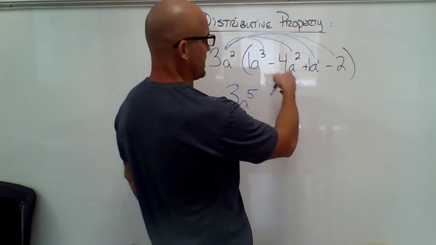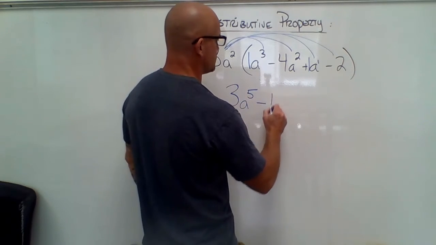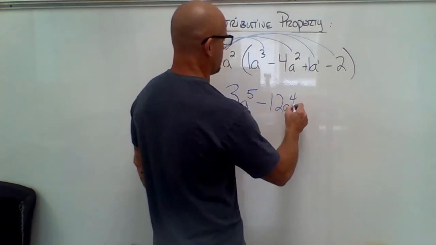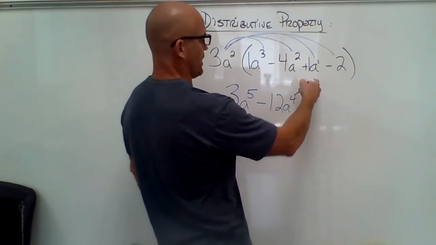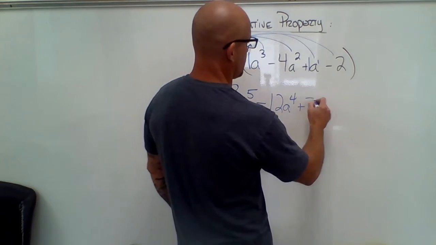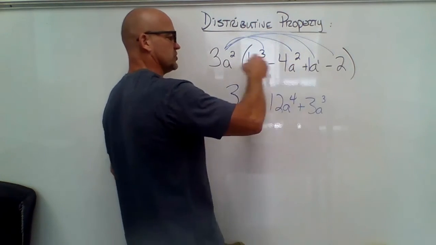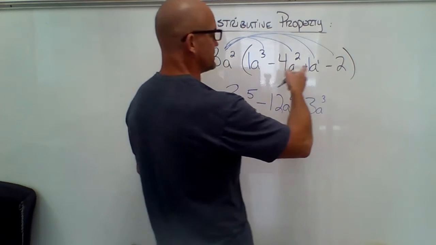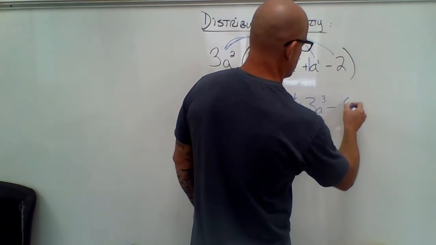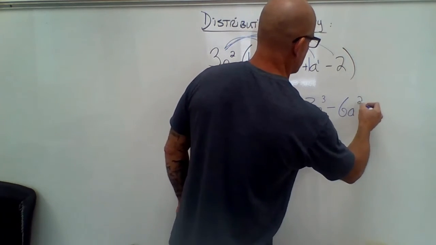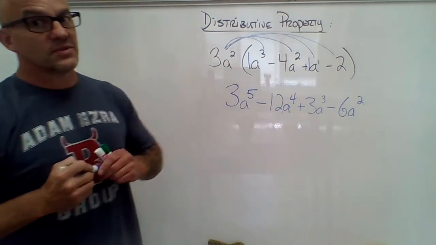3a squared times this negative 4a squared becomes negative 12a to the fourth. 3a squared times this 1a becomes plus 3a cubed. Don't forget we're adding the exponents. This is a 2 and a 1. Then 3a squared times that negative 2 becomes negative 6a squared. Seems a little difficult, right?